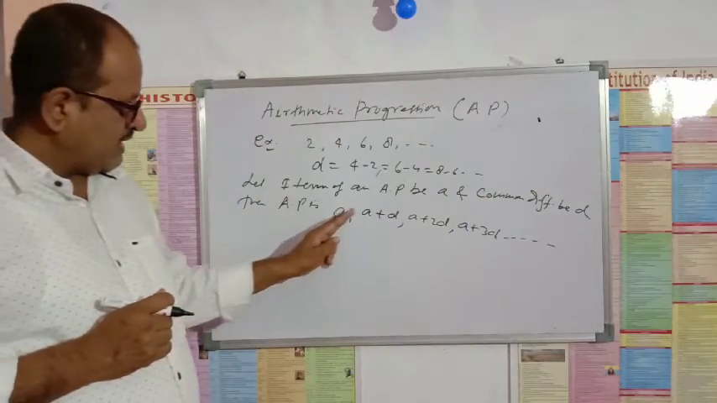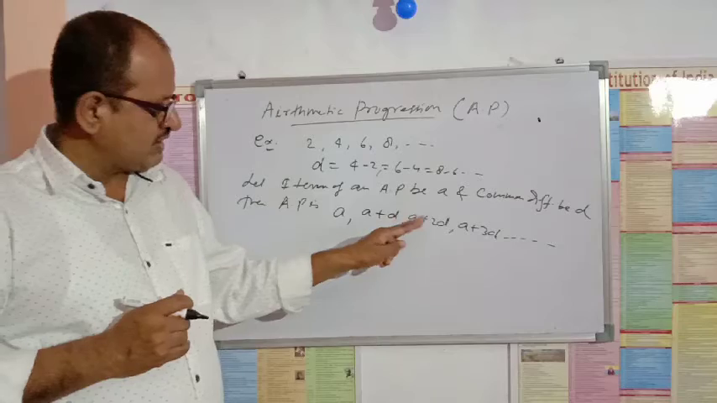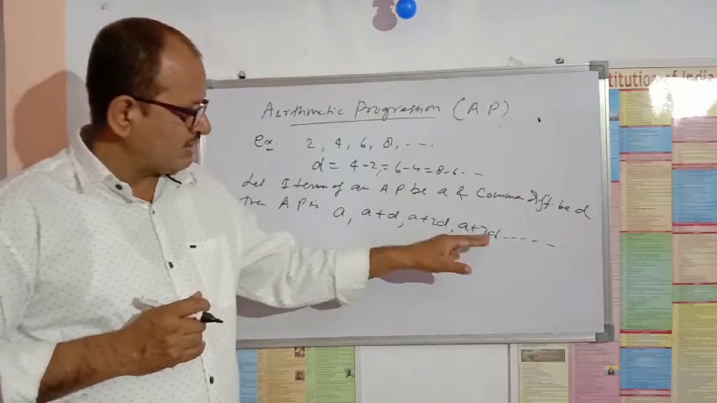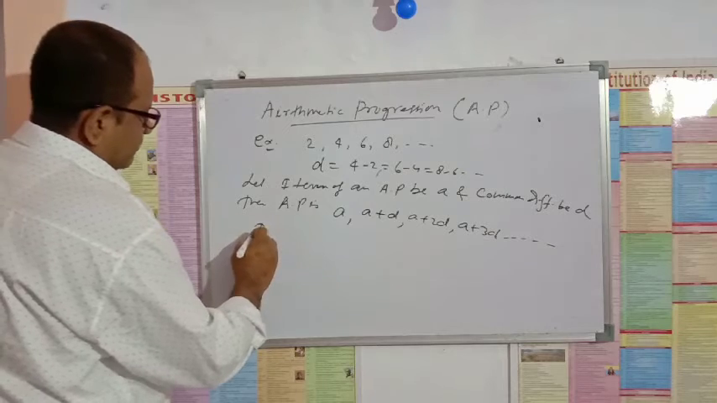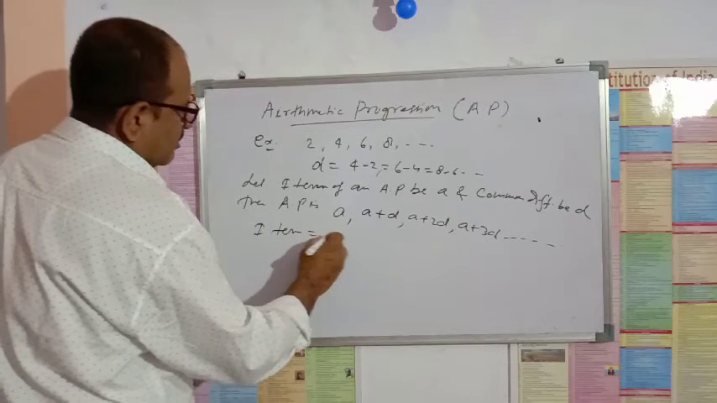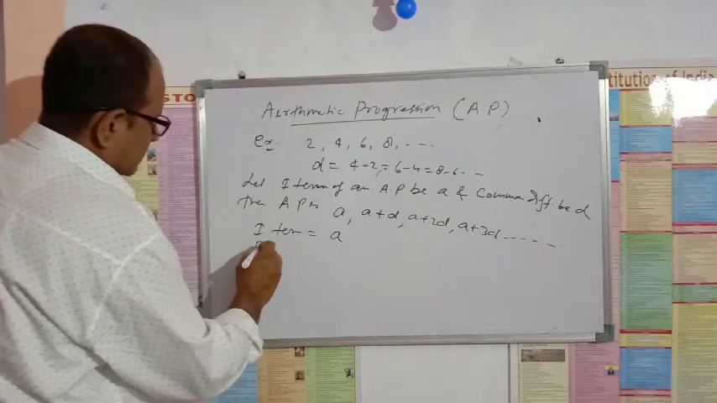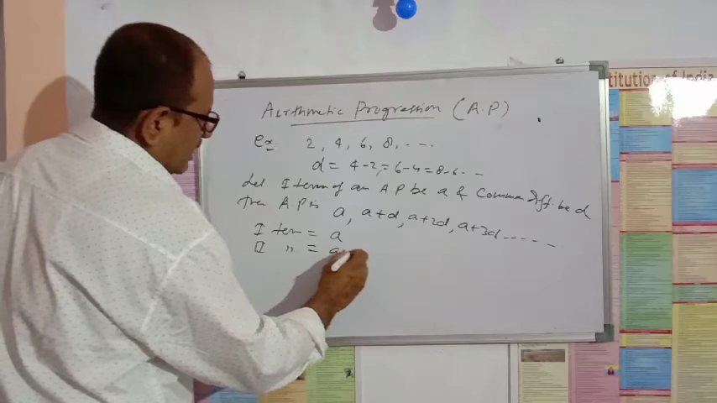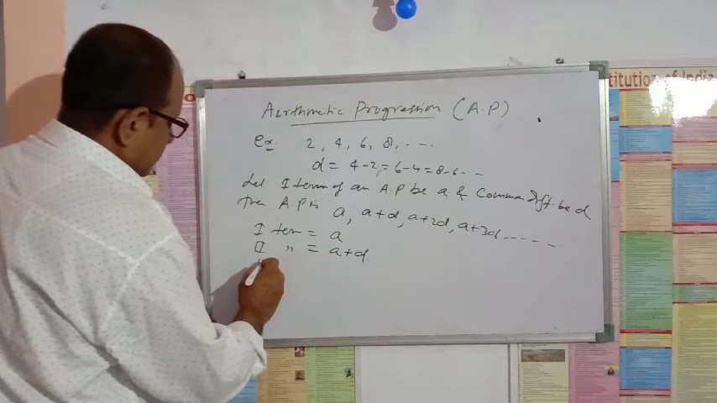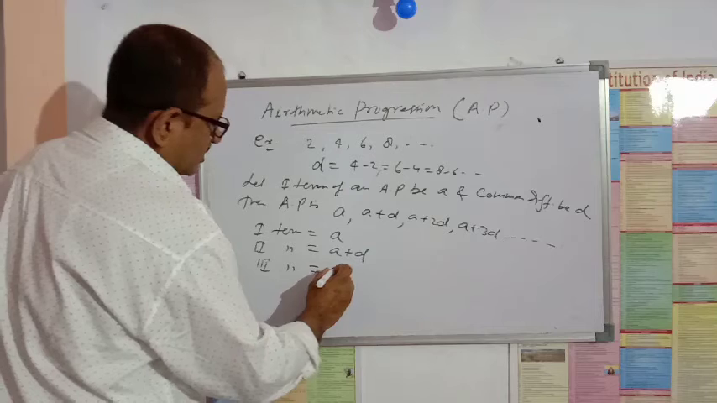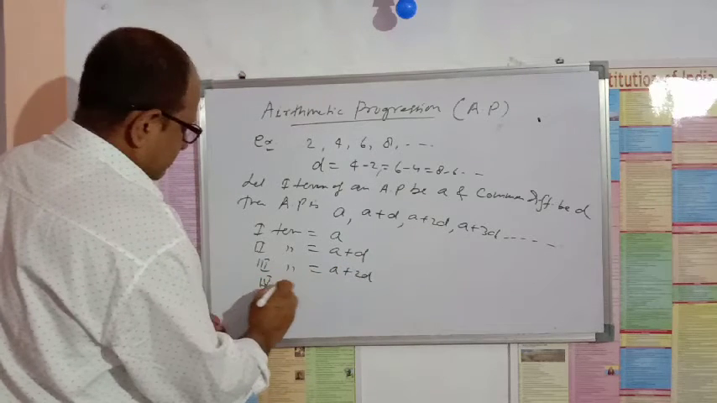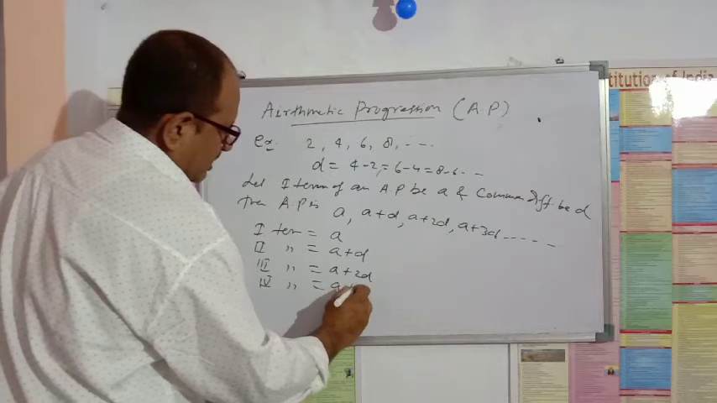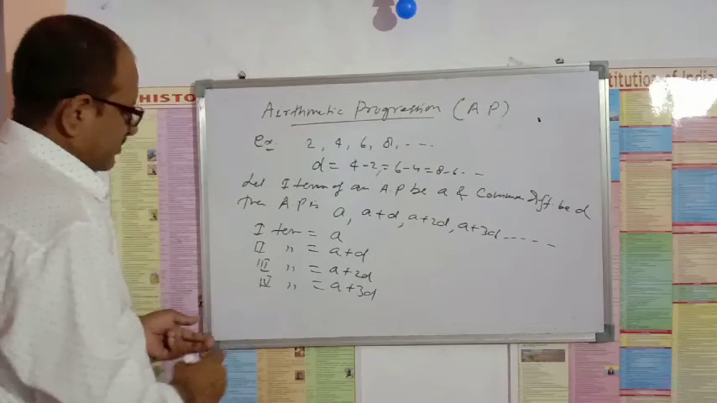So the first term is a, for the next term we add d, again for the next term we add d, again for the next term we add d to its previous term. So the first term is a, the second term is a + d, the third term is a + 2d, the fourth term is a + 3d.